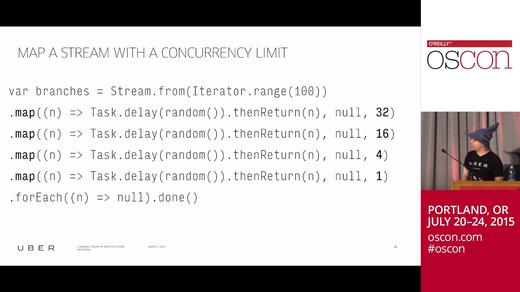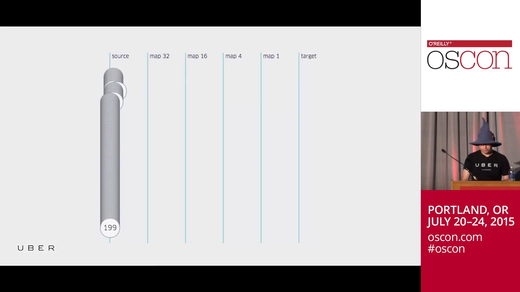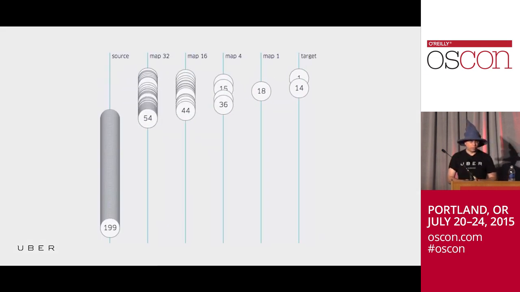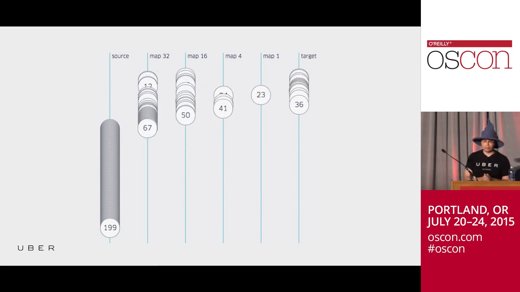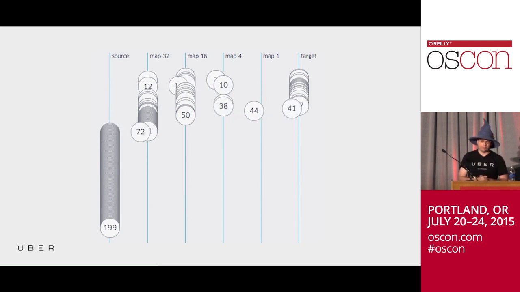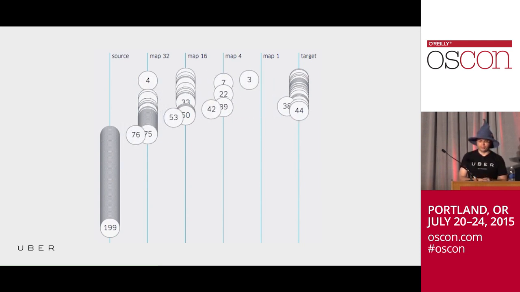And this is an example of how this causes a bottleneck, where we have a highly concurrent map process up front and a very unconcurrent process down at the bottom that's just taking one value in serial. And so what you see here is that at first the map 32 takes a whole bunch of values off of the source, but then it quickly becomes bottlenecked by the ultimate consumer.